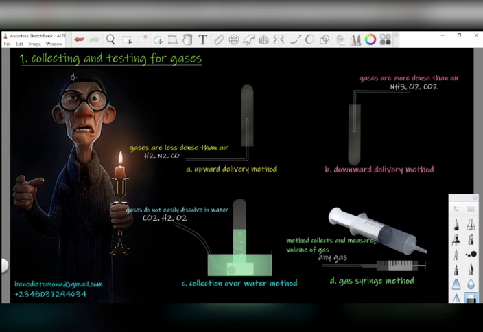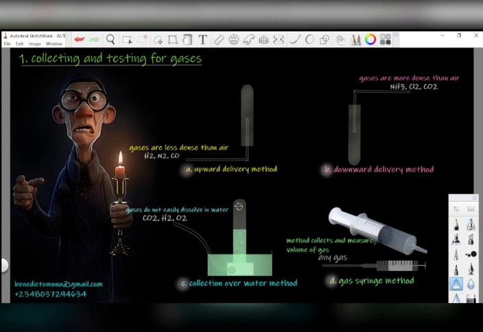The first item here is collecting and testing for gases. I'm going to focus for now on collecting gases. In the chemistry laboratory, there are various methods used for collecting gases. The first method is the upward delivery method. The second method is the downward delivery method. The third method is collection over water. And lastly, we have the gas syringe method.